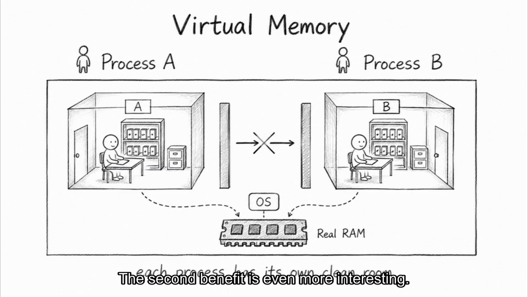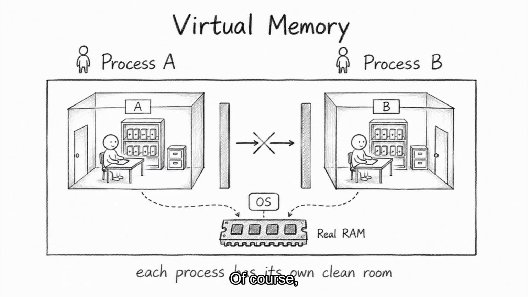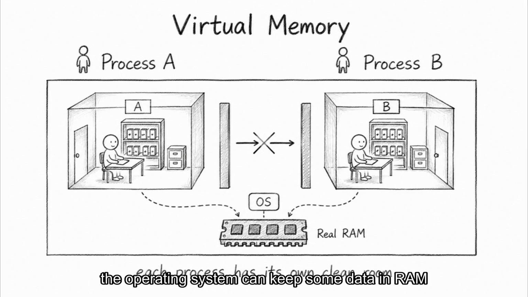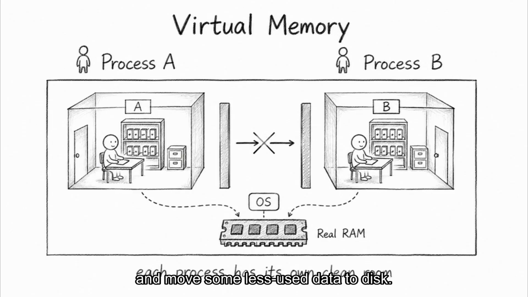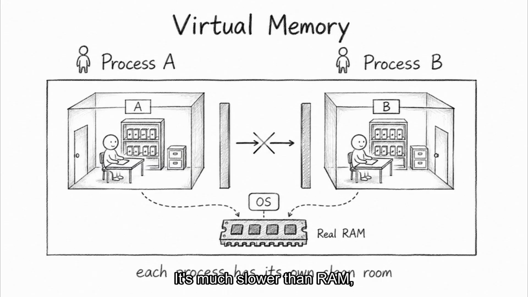The second benefit is even more interesting. The system can pretend there is more memory than physical RAM. Of course, this does not mean RAM magically becomes bigger. Instead, the operating system can keep some data in RAM and move some less used data to disk. This area on disk is often called swap space or page file. It's much slower than RAM, but it can help when RAM is not enough.